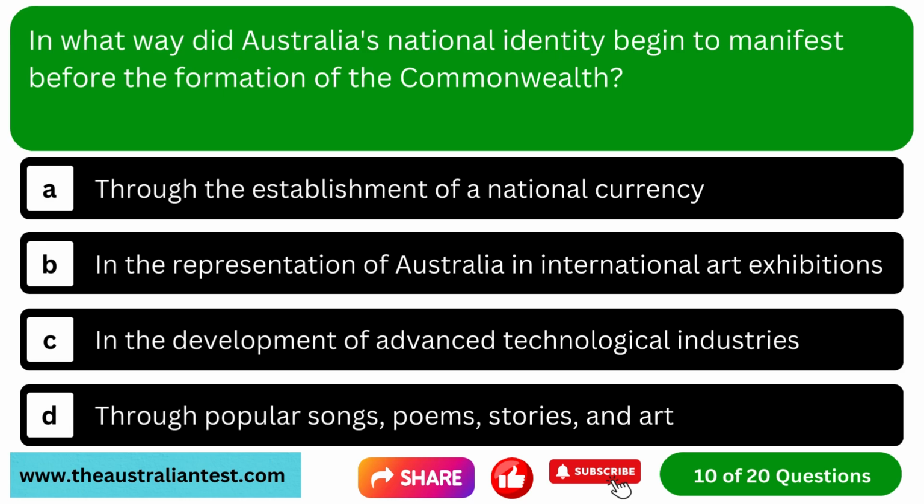Option A, through the establishment of a national currency. Option B, in the representation of Australia in international art exhibitions. Option C, in the development of advanced technological industries. Option D, through popular songs, poems, stories, and art.